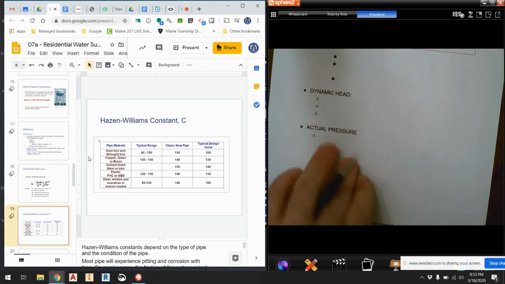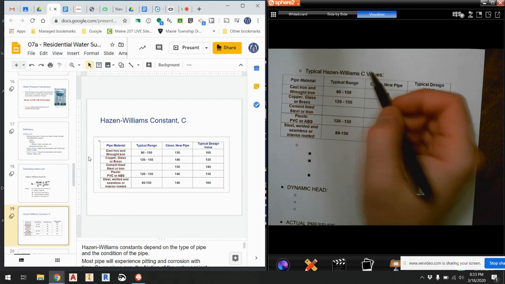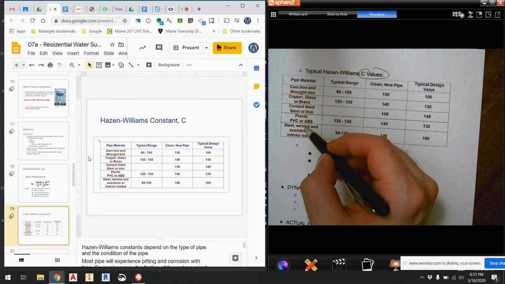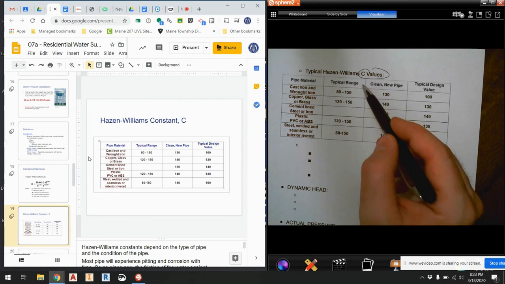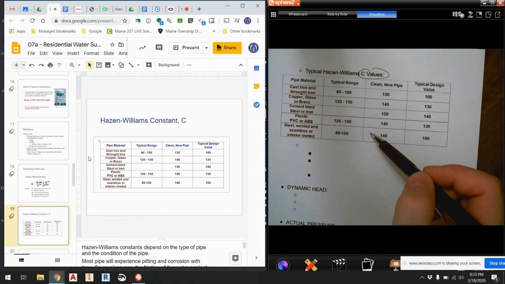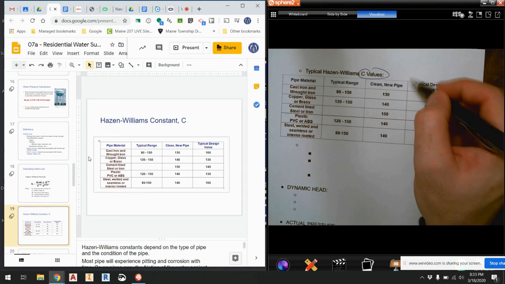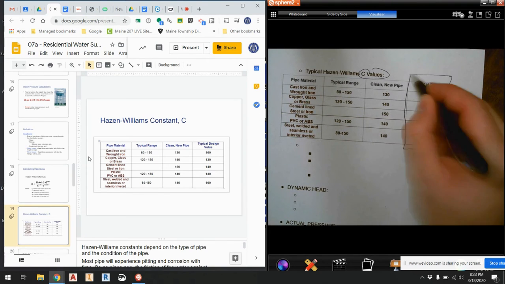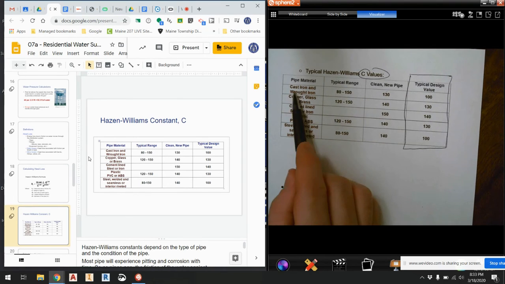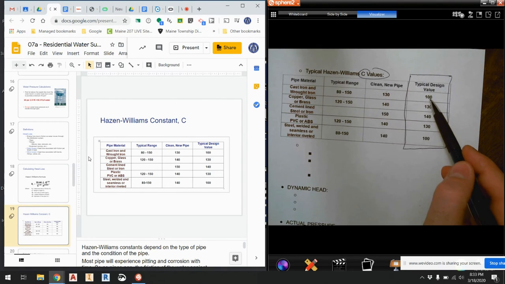All right. But the thing is, when you use this formula, we'll talk about that in just a second. So again, as I said, your Hazen-Williams C values all depend on the different types of materials. So different materials have different C values. You have typical ranges. You have clean new pipe, which would be ideal, but doesn't really work all the time. So what we use are these numbers. Whenever we do a problem, I'll tell you the type of material, and you just use this number here for your C value.